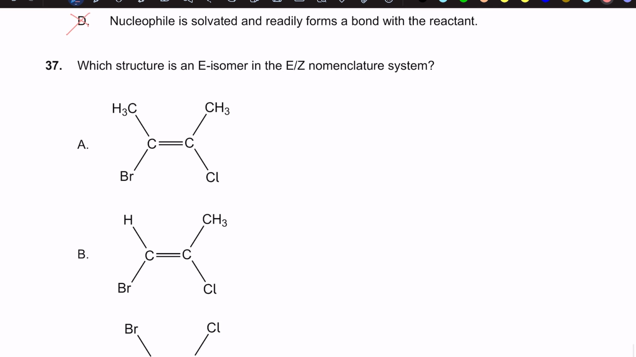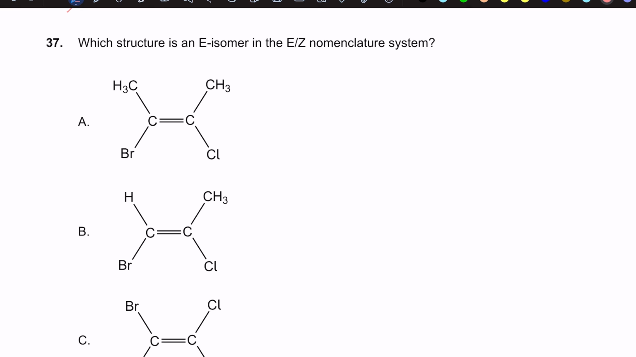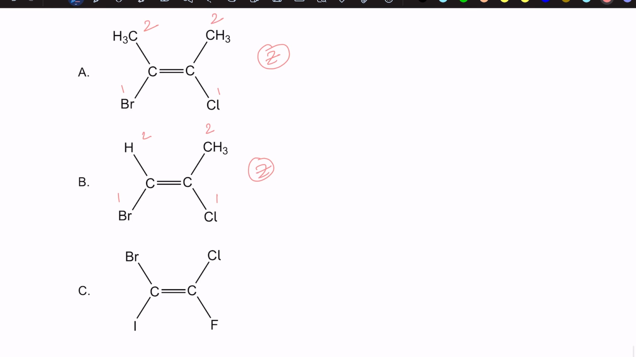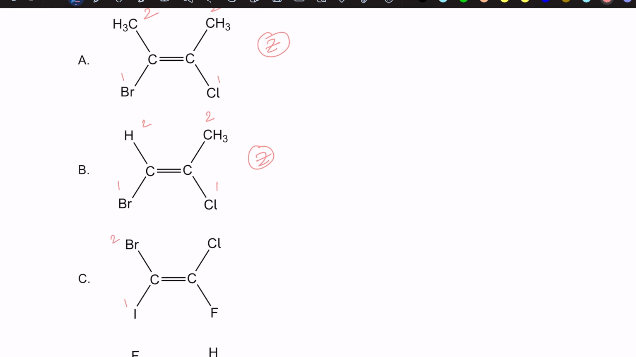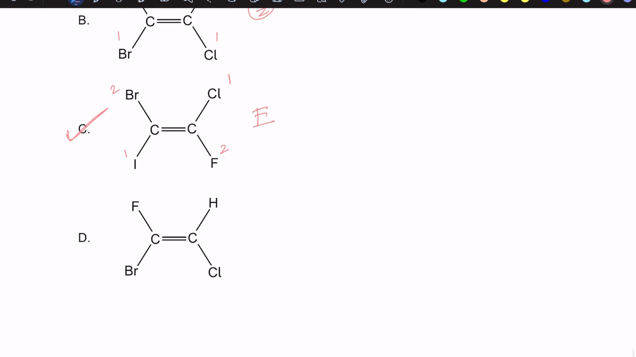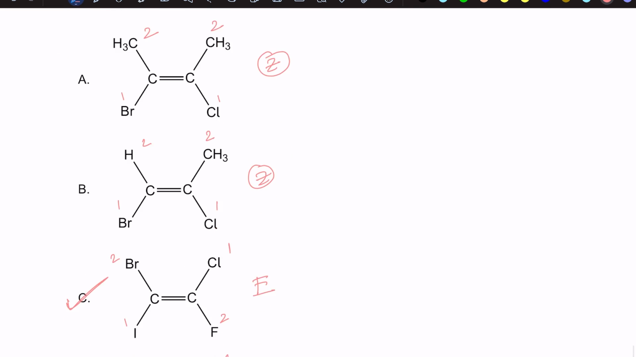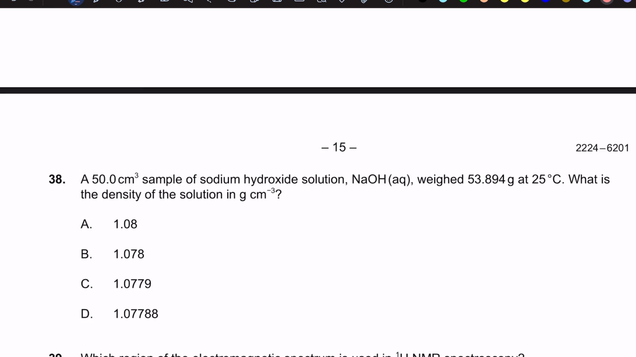Moving on to question 37, we have to identify which structure is an E-isomer in the E/Z system. This has priority 1, this has priority 2. The two 1s on the same side make it Z. Again, 1, 2, 1, 2, it's a Z. Chlorine and fluorine: chlorine is 1, fluorine is 2, because chlorine has a bigger molecular mass. So for C, this is an E-isomer. Let's check the last option too: 1, 2, 1, 2, again it's a Z. So option C is the right answer; this is the only E-isomer present.